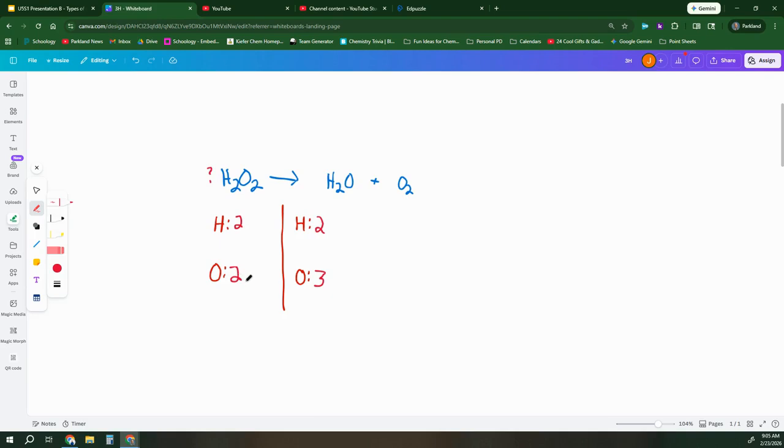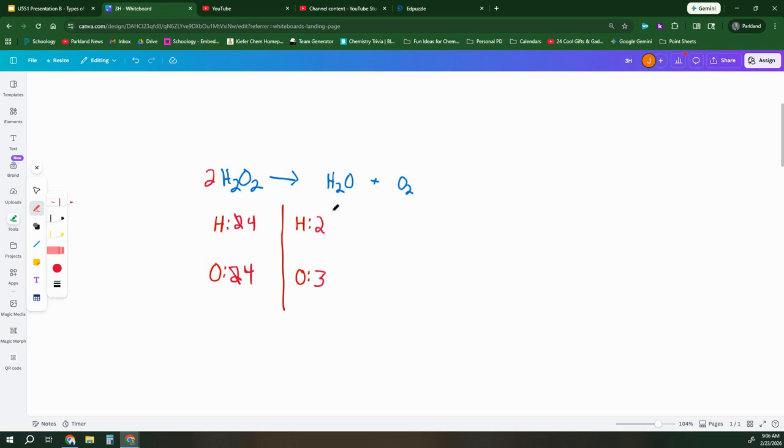In situations like this, I would recommend simply giving yourself more oxygens on the left, and you'll see that it will naturally balance itself out. Really what's making this difficult is oxygen is in multiple places on the product side. But I'm going to give myself more oxygens over here. I'll just pop this up to a 2. 2 times 2 hydrogens is 4. And 2 times 2 oxygens is 4. So I gave myself more oxygens because it wasn't quite working out.